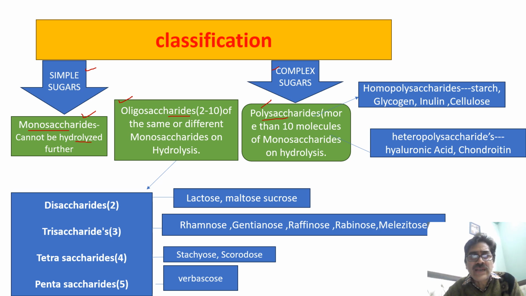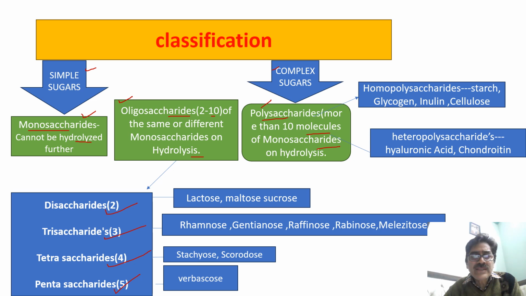Oligosaccharides, upon hydrolysis, may give 2 to 10 different or same monosaccharide units. Polysaccharides can give more than 10 molecules of monosaccharide units upon hydrolysis. Now, for example, in case of oligosaccharides, if they give 2 units of monosaccharides upon hydrolysis, we call them disaccharides. If they give 3 units, we call them trisaccharides. Similarly, if they give 4, we call them tetrasaccharides. If they give 5, we call them pentasaccharides.